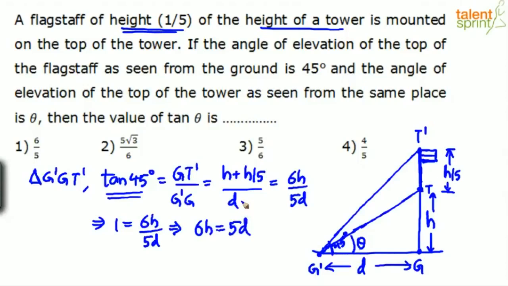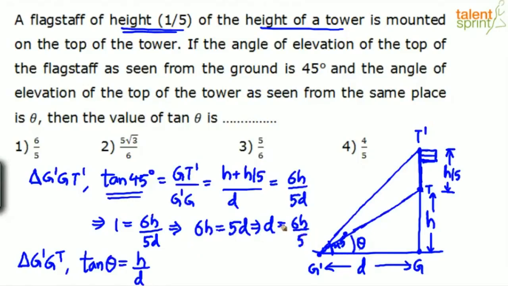Now consider the other triangle. What's the other triangle? G dash, G and T. In this, what do you see? Tan theta. Look at this angle, tan theta. That's what we have to calculate. Tan theta is equal to opposite side H by adjacent side, which remains the same, D. Now from the previous equation, I can say D is equal to 6H/5. Yes or no? Substitute that in the second equation.